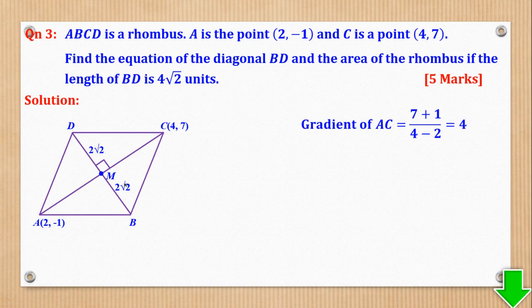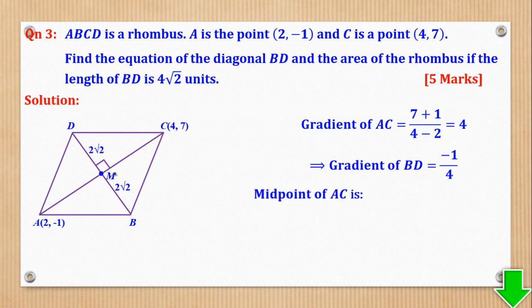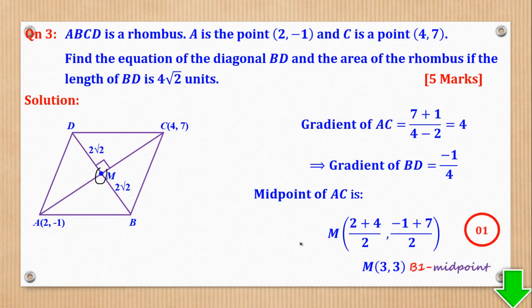So the gradient of AC for this line, gradient is change in y over change in x to give you positive 4. Therefore, the gradient of BD, because they're perpendicular, will be the negative reciprocal of this gradient. What about the midpoint? The midpoint of AC is M, and it's got by getting the average of the x coordinates and y coordinates to give you that. So why did we bother to get that midpoint? Because once you know the gradient of BD and we know a point on that line, we can get the equation of that line.